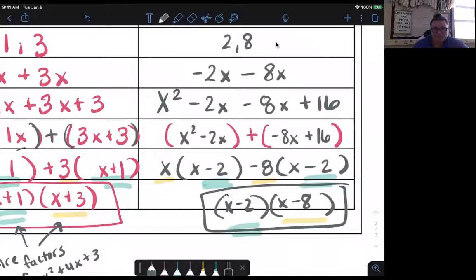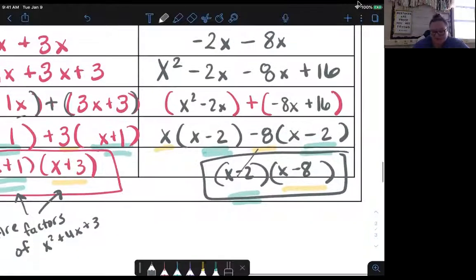So as you can see, I got x minus 2 after I factored out the x. Then I got x minus 2 when I factored out the negative 8, because negative 8 times x would be negative 8x. Negative 8 times negative 2 would be positive 16. And because I factored out the negative, both of these parentheses match. So that goes into one factor, and then what was left, the x and the negative 8, goes in the other factor. So our factored form is x minus 2 times x minus 8.